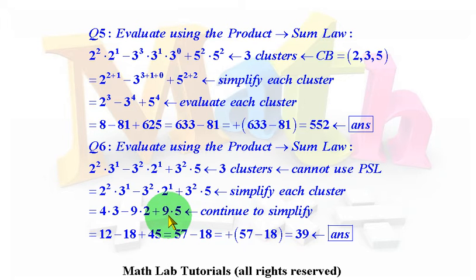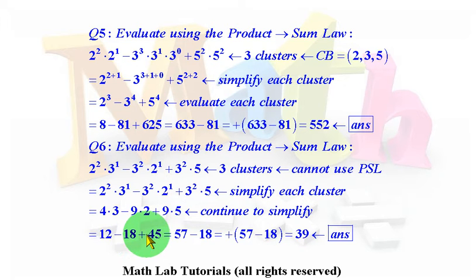And of course, all you have to do now is compute each product over here. We have 4 times 3, which is 12. Bring the minus sign down. 9 times 2 is 18. 9 times 5 is 45. We have a simple integer string at the end.